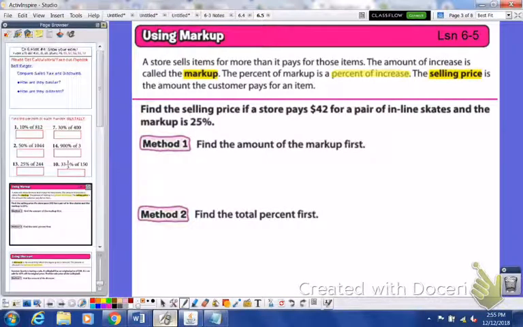Right, here we go with lesson 5. It's chapter 6, lesson 5. It's kind of hard to see up at the top here. It's in the box up there.